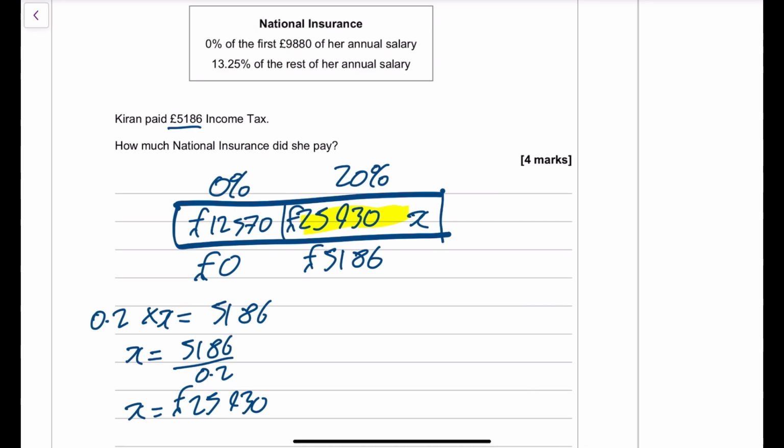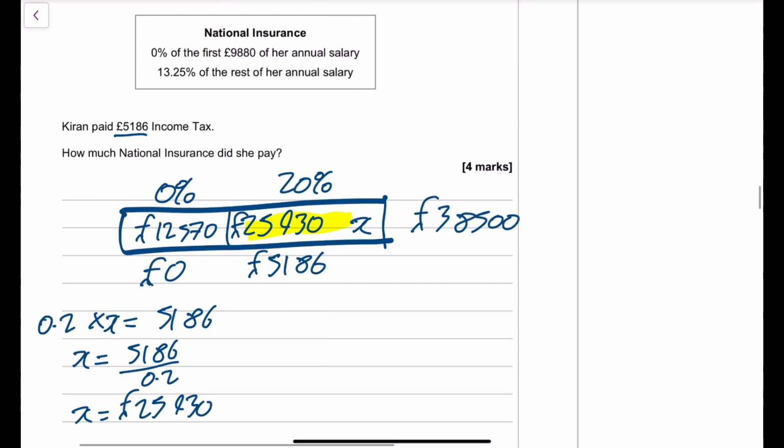Now, put on what the total is of these two things. So just add on the 12,570, which is tax-free, which is 38,500. So we now know what Kieran actually earns in a year. And then we can do the national insurance.